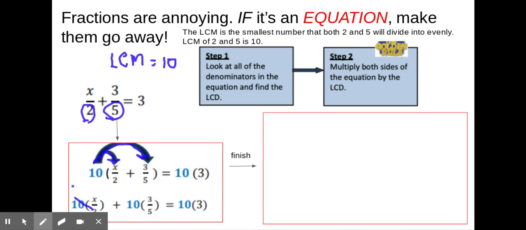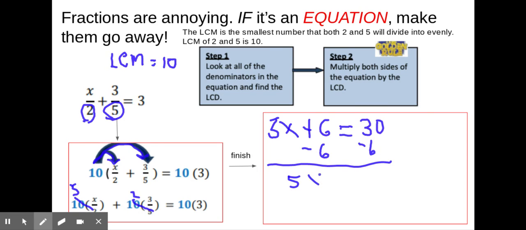10 divided by 2 is 5, so this gives us a 5x. 10 divided by 5 is 2, and 2 times 3 is 6, so that gives us a plus 6. There's no fraction on the right side of the equation, so we just multiply 10 times 3 and we get 30. Now we simply solve. Subtract 6 from both sides. 5x equals 24. Divide both sides by 5. And we get x equals 24 over 5.